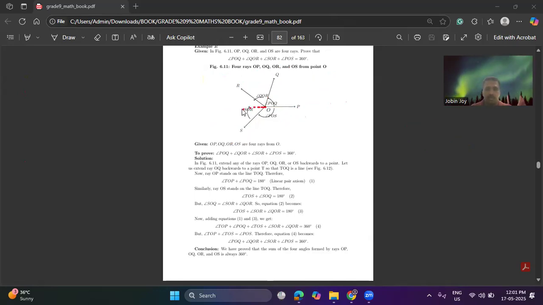First, I am extending this P like this, drawing a line like this, and I will name this point as T. So I am getting a line, and what is the name of the line? TOP. So I extend OP and name this point as T, and I get a line TOP.